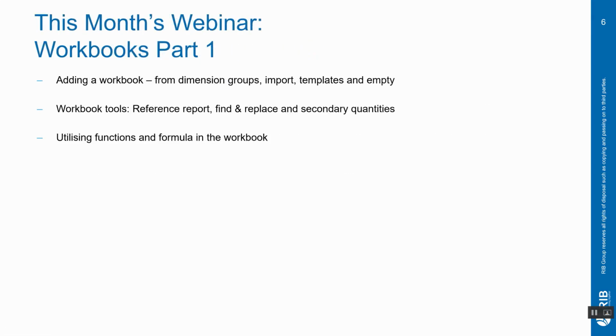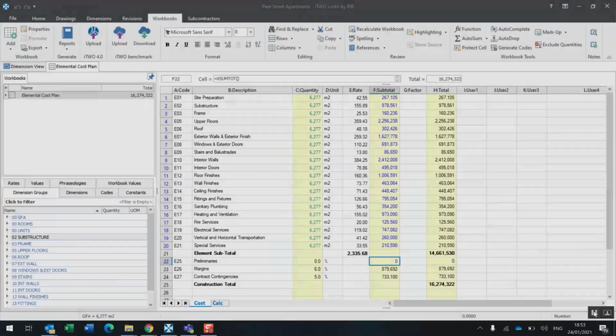Because today we are focusing specifically on the workbooks, and first I'll show you how to add a workbook. Even though we have worked with workbooks already, there's some different ways to add a workbook, whether that is from those specific dimension groups. You can import them from an Excel file, or you can use previously created templates, or you can literally start afresh and create a blank workbook. Then we'll cover some of the workbook tools like the reference report, find and replace functionality, as well as secondary quantities. And finally, we'll utilize some functions and formula in the workbook as well. So without further ado, let's get straight into costX.